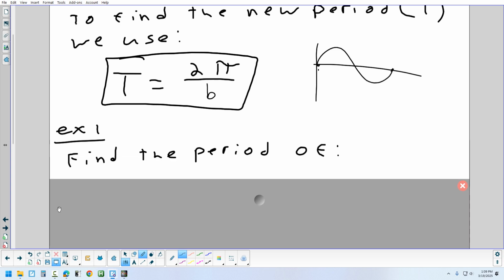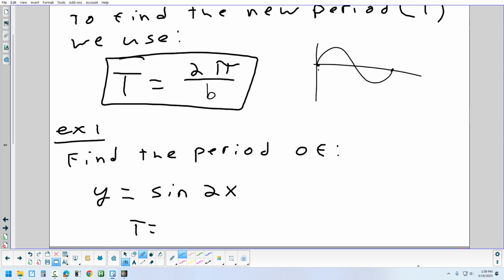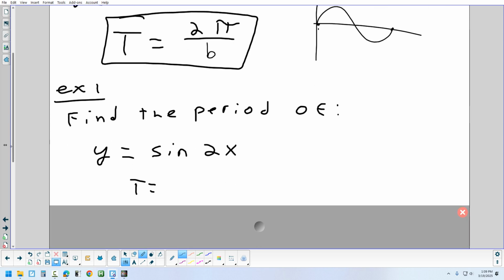Right, so let's try that on a few. So these are not graphing. Okay, we'll do graphing at the end. But this is just finding the period. Okay, so sine 2x. So to find the period, the formula is 2 pi divided by b. What is the b in this case? 2. Okay, it's the number that's in front of the x. What's 2 pi divided by 2? Pi.